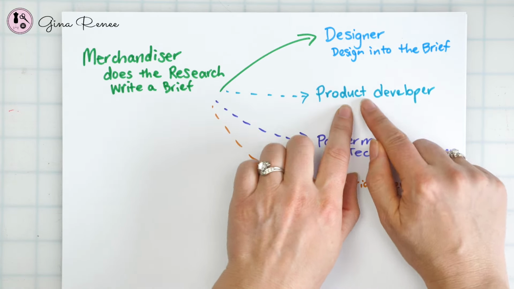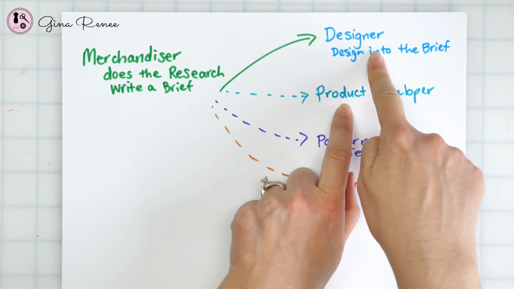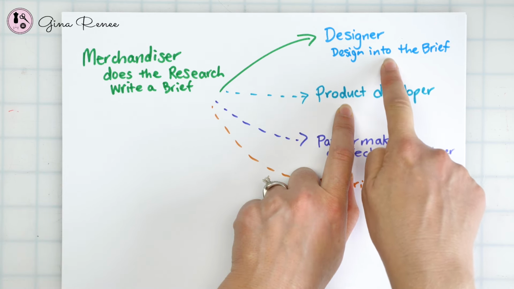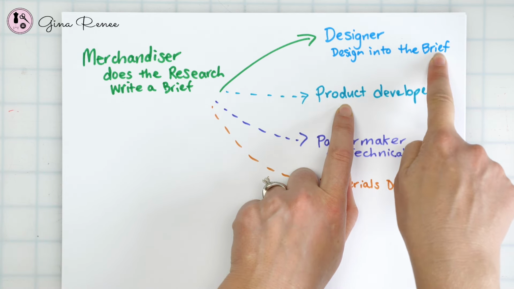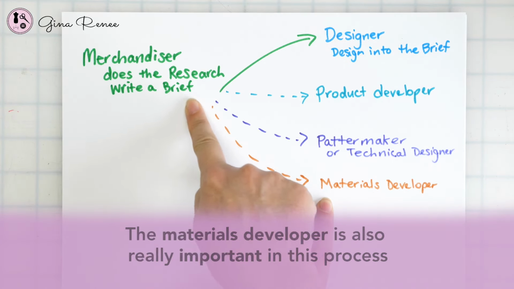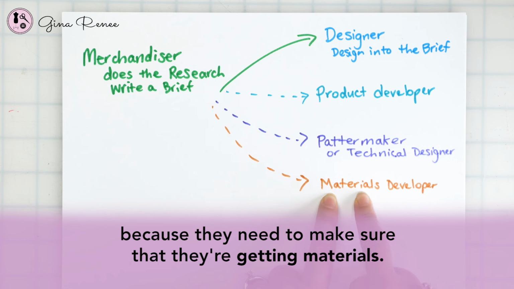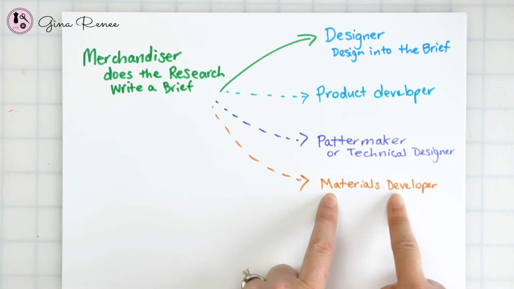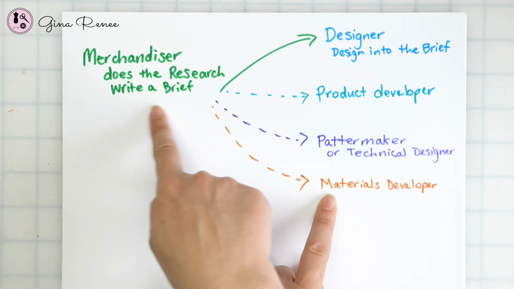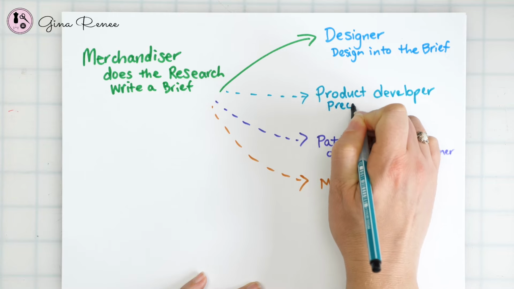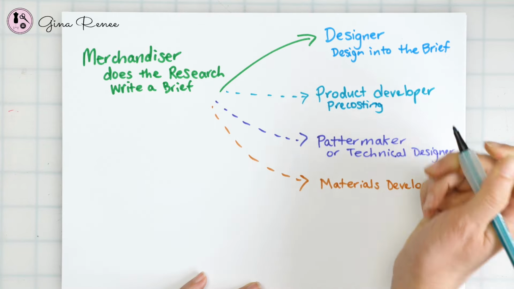Then often that product developer might come in and do any sort of pre-costing to make sure they're achieving the price needed in the briefing. The materials developer is also really important in this process because they need to make sure that they're either developing or sourcing materials that are going to achieve the pricing as well in the brief. So we have here the product developer handling pre-costing.